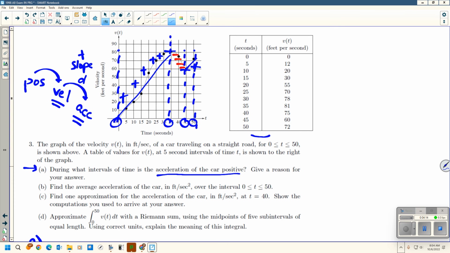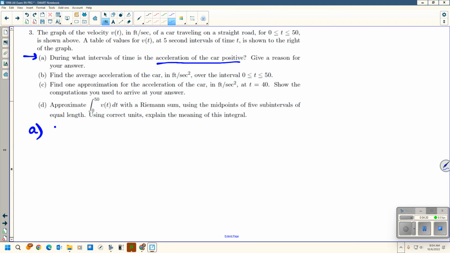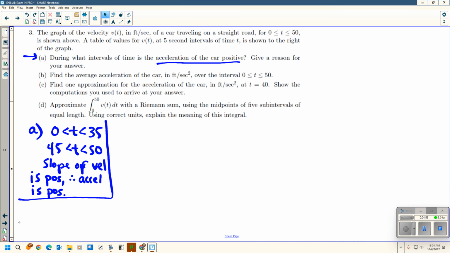I want to make sure I write that and state why I have that answer. So we're going to say between 0 and 35, and then again between 45 and 50. How come? Because slope, I almost put velocity next. Velocity is positive. These 3 dots mean therefore. Therefore, acceleration is positive. You could say is greater than 0. There are a million different ways to write that. That is just one of the million.